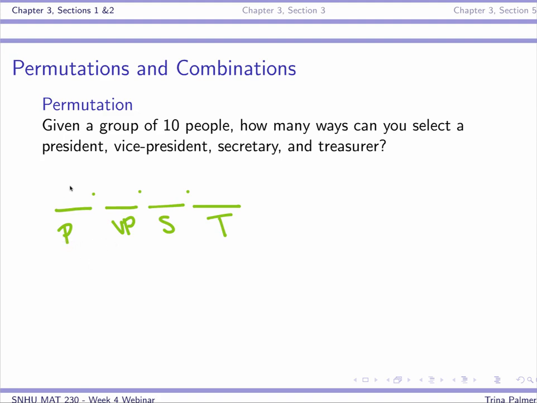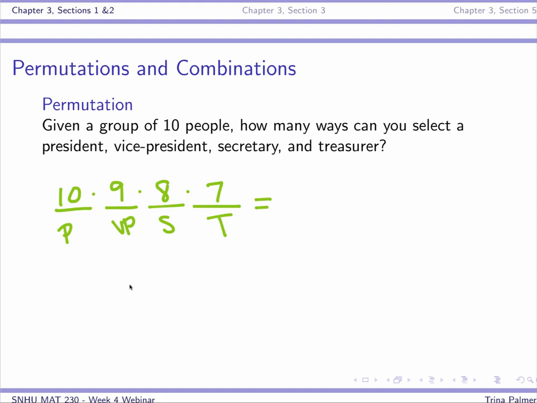If I have 10 people, any of those 10 people could be president, but one of them will be. So I only have 9 left over to be vice president, and then only 8 left over for secretary, and then 7 left over to be treasurer. And then you can multiply out whatever that is using the multiplication principle.